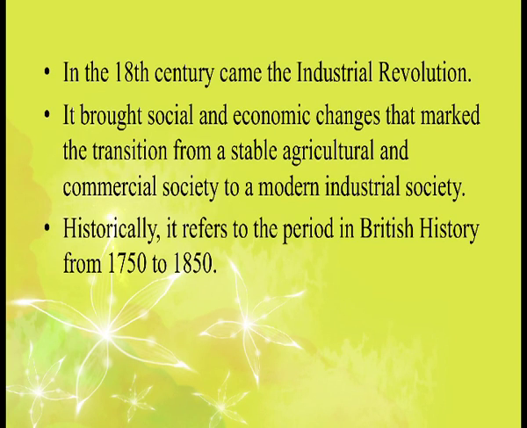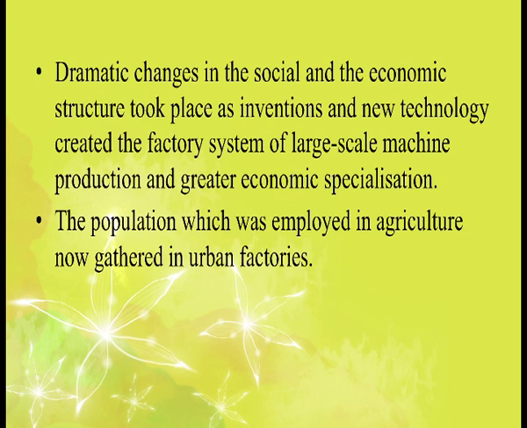In the 18th century came the Industrial Revolution. It brought social and economic changes that marked the transition from a stable agricultural and commercial society to a modern industrial society. Historically, it refers to the period in British history from 1750 to 1850. Dramatic changes in the social and the economic structure took place as inventions and new technology created the factory system of large scale machine production and greater economic specialization.